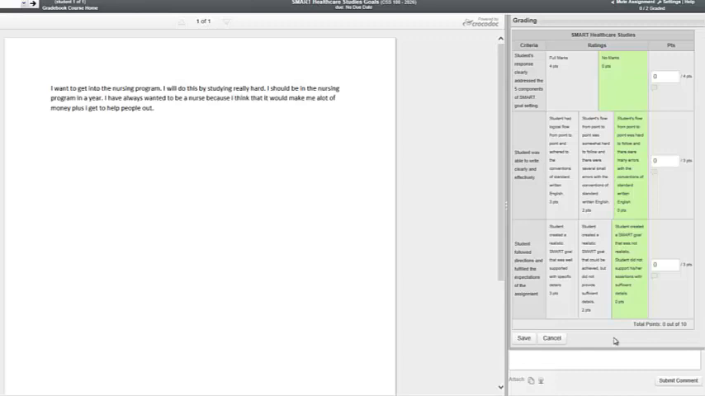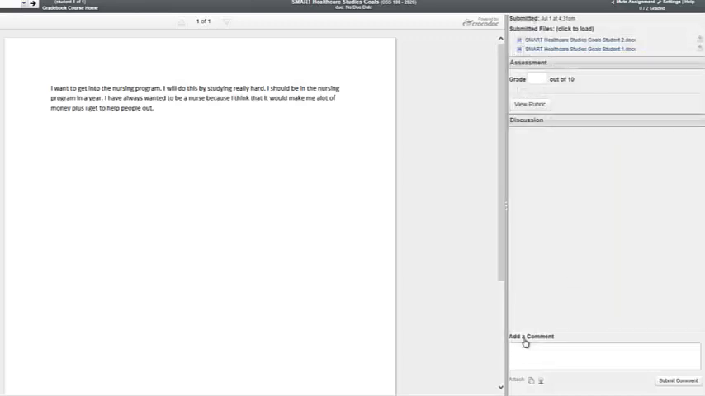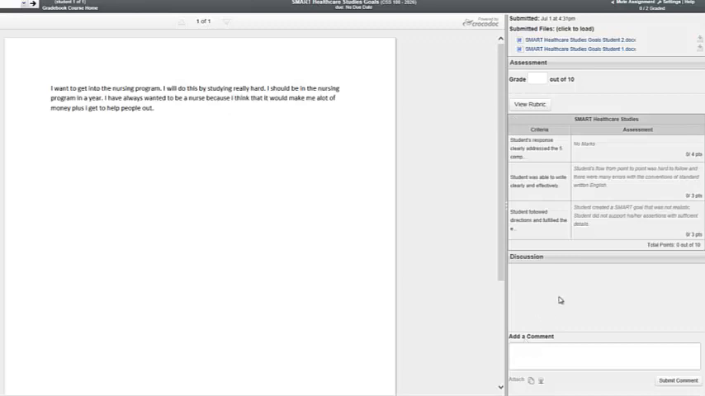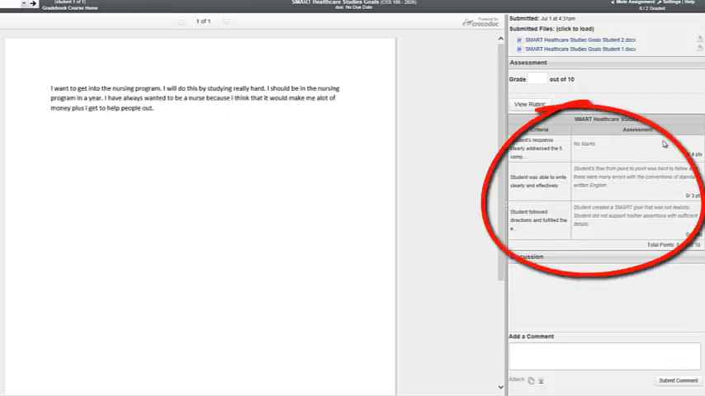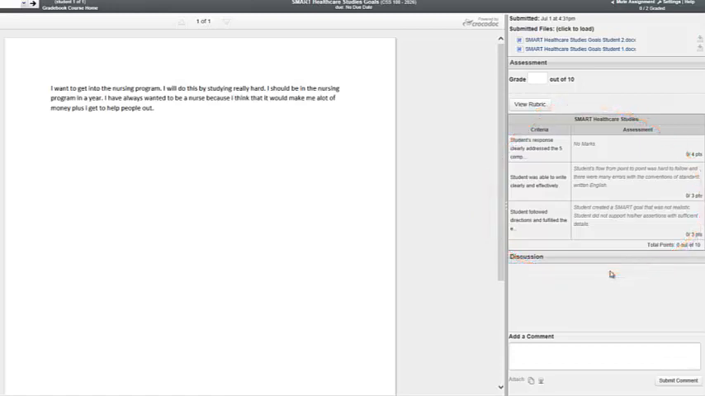Once I have completed this rubric, I would click the Save button, which would enter in a grade of 0 out of 10 points. Also, this information down here would be directly sent to the student. All right, so now let's take a look at another student who submitted the same assignment.